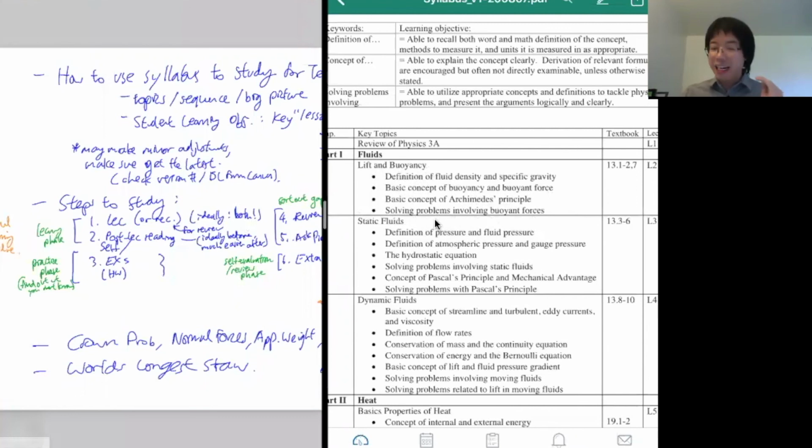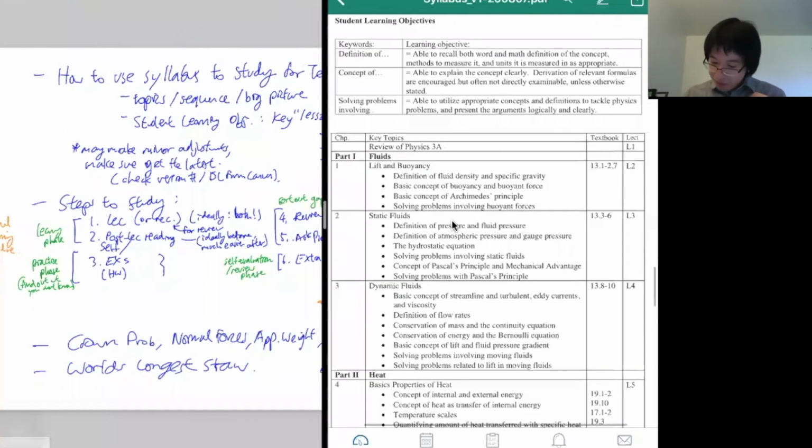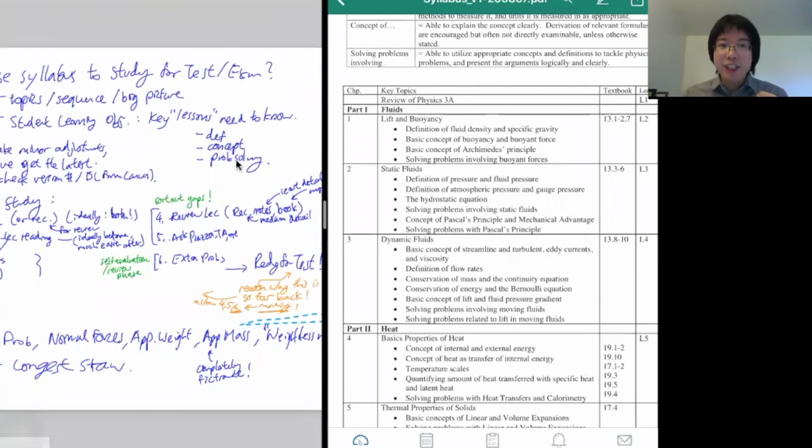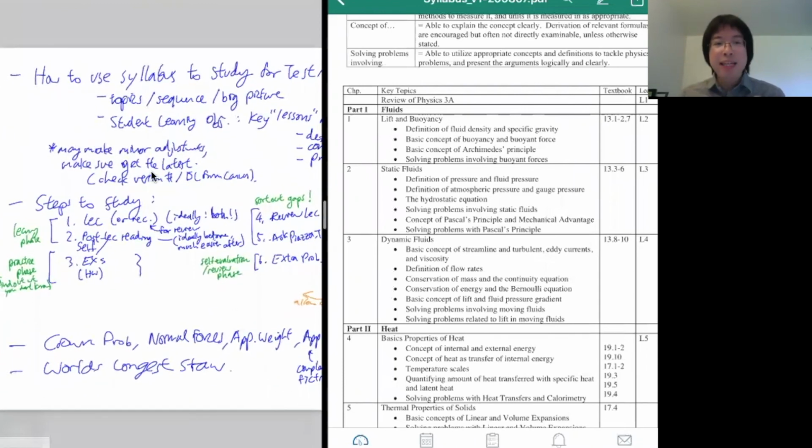So this gives you a guideline of what you should expect of yourself. This is what I expect of you, and as a result, you can test yourself. Do I know these things? Do I feel confident with it? Right, so that is that. These are the key lessons: the definitions, concepts, and problem-solving skills. I might also make minor adjustments, as I was saying, because as I go, I might shuffle things around.